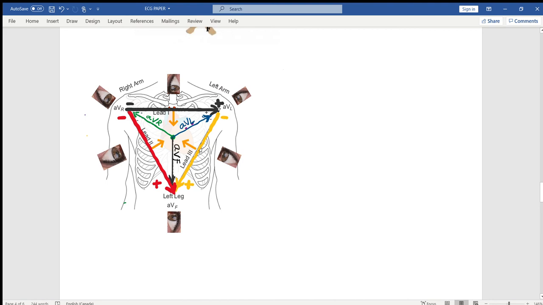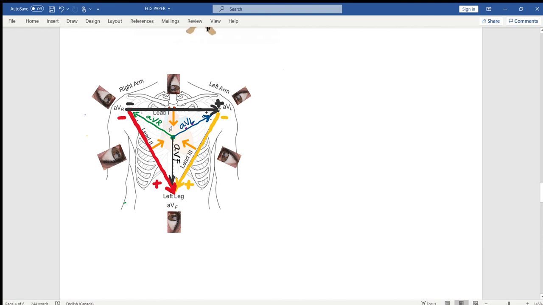At the same time, I have placed your augmented limb leads. Augmented limb leads: A for augmented, V for voltage, and the last letter is for the area where the positive electrode is placed. So in AVR, the positive electrode is placed on the right shoulder. And this lead is looking at the heart from this direction. This eye is for AVR. It is looking at the heart from this direction.